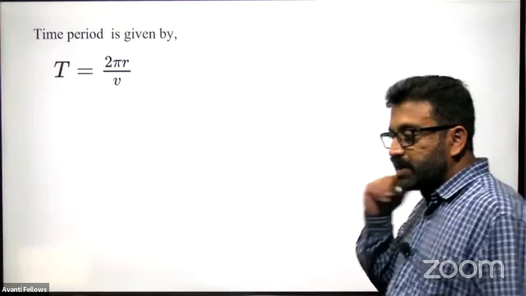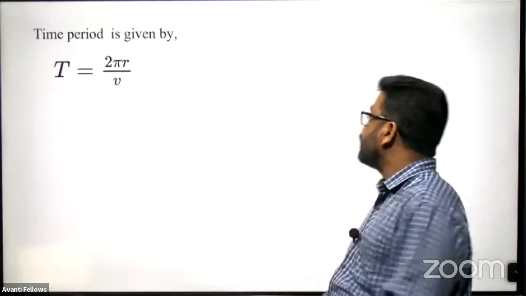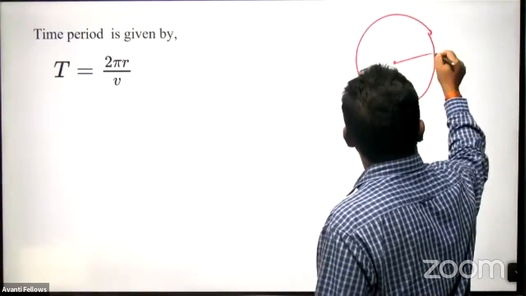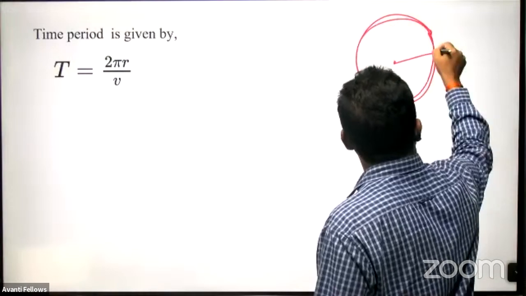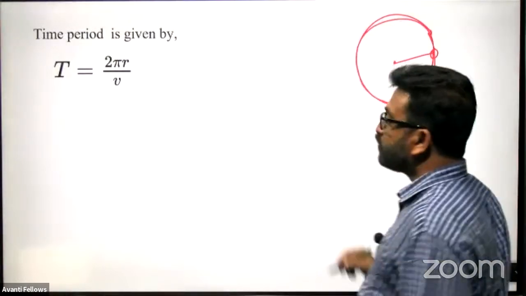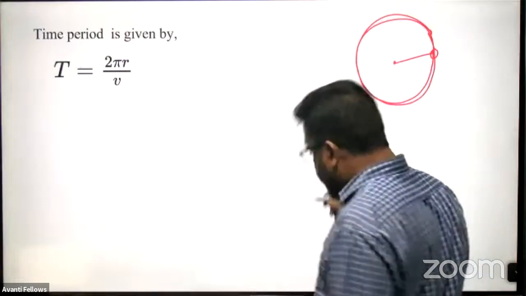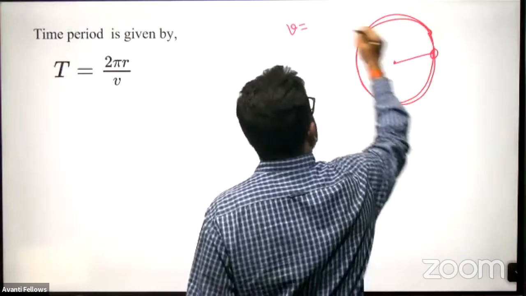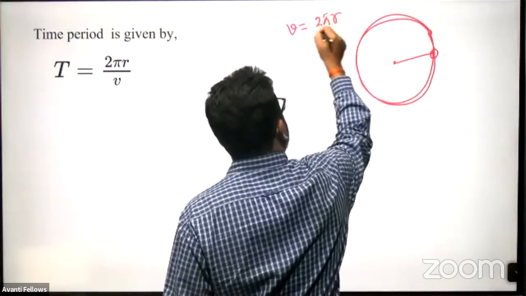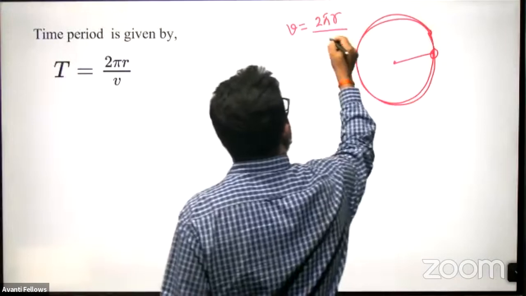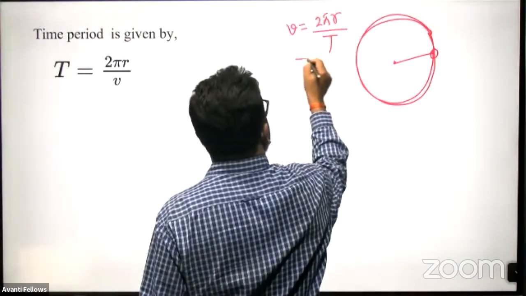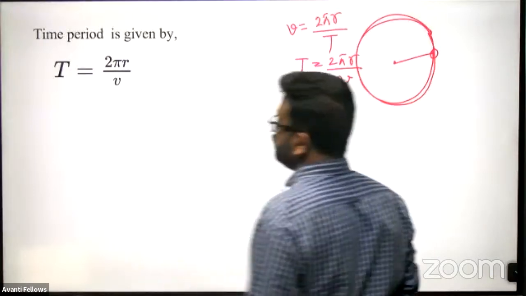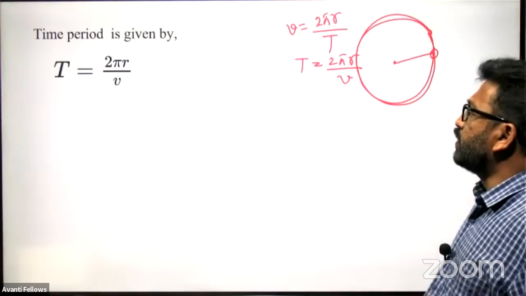Now the time period, the time taken for one complete rotation. See, it is going like this, no? If the charged particle is going like this, what is the time taken for one complete rotation? Generally velocity v can be written as total distance traveled, that is 2 pi r, divided by total time taken for one complete rotation, that is time period T. So T is equal to 2 pi r divided by v. Okay, T equals 2 pi r by v.